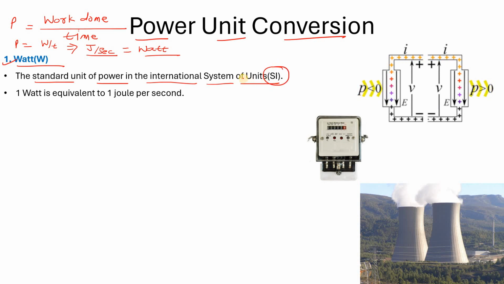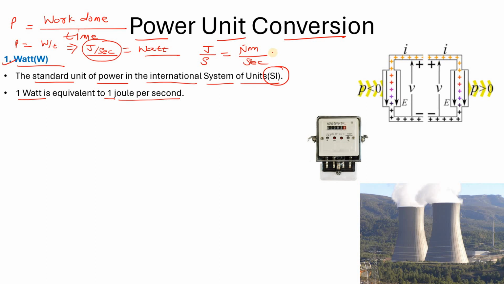1 watt is equivalent to 1 joule per second, which we just discussed. Joule per second is also equivalent to, since joule can be written as Newton meter, Newton meter per second. Further, Newton can be written as kilogram meter per second square, into meter, over second, and then you can simplify it.